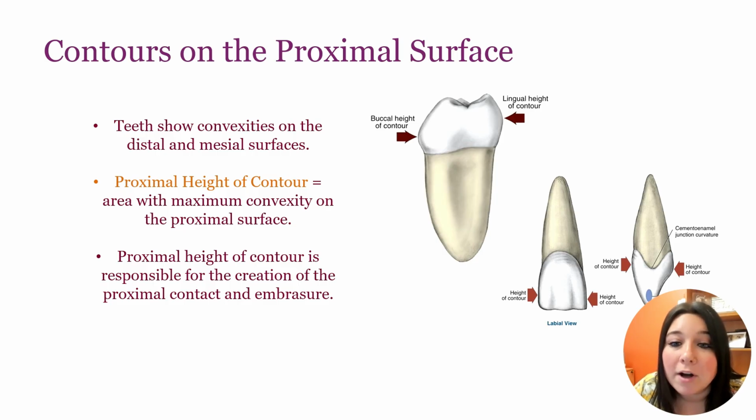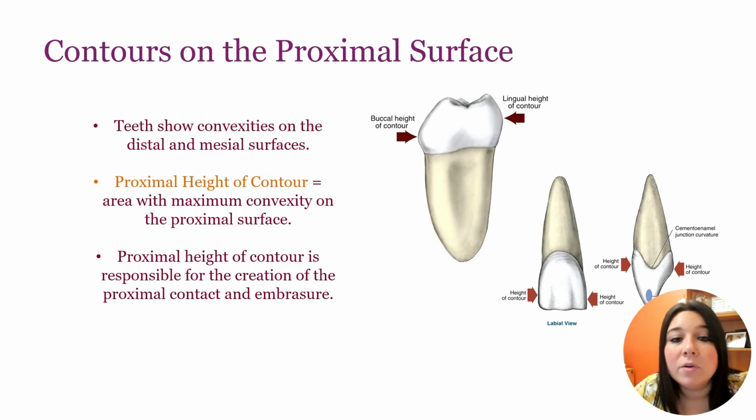Each tooth has a proximal height of contour, which is the area with maximum convexity that is on the proximal surface. As you can see in the picture here, there's a buccal height of contour, a little bit lower on this molar. There's also a lingual height of contour, which is a little bit higher. This does vary per tooth.